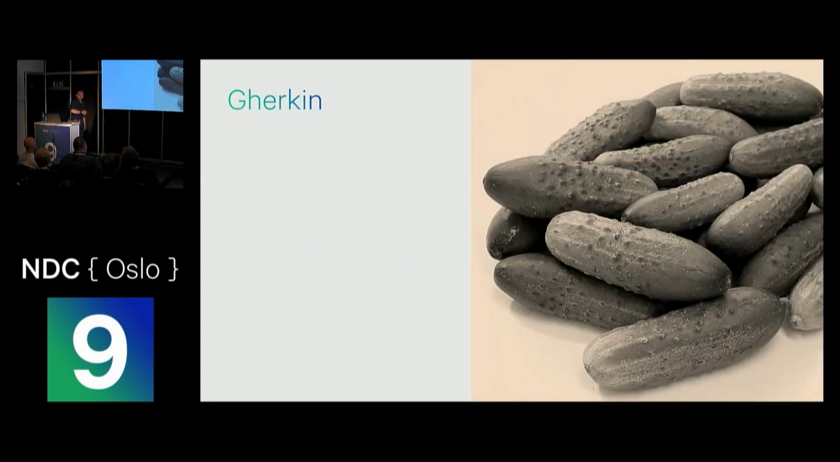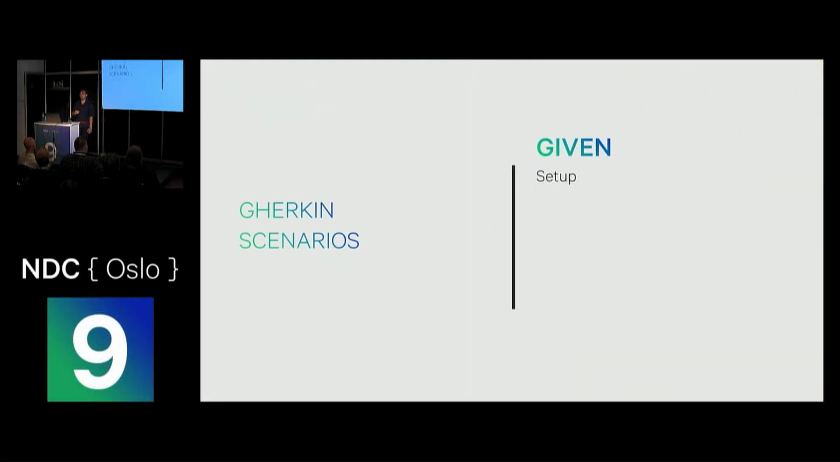Those feature files are actually described using a language called Gherkin. Gherkin is, yeah, you can eat it. It's also like a pickle. You can find it on hamburgers. But the most important thing is that we need to define Gherkin scenarios. And there are a couple of keywords that are really important when it comes to writing specifications in Gherkin.